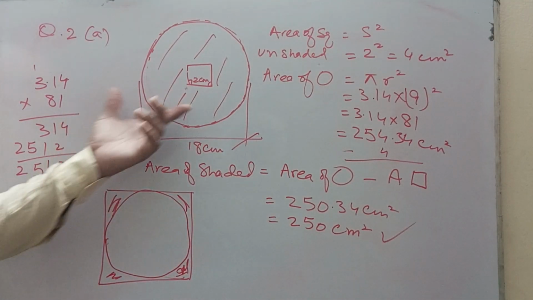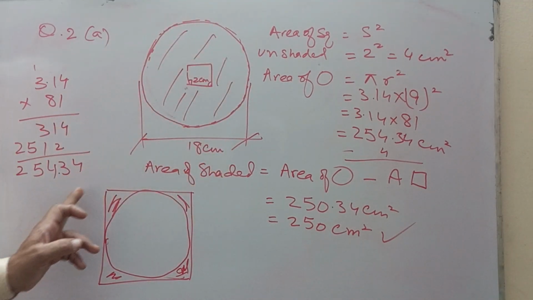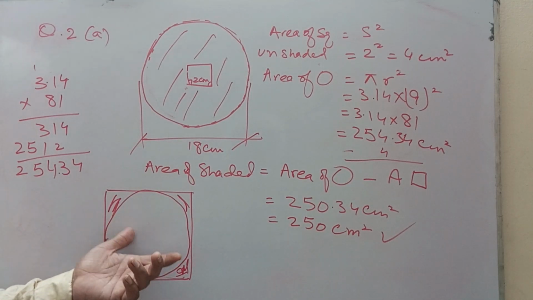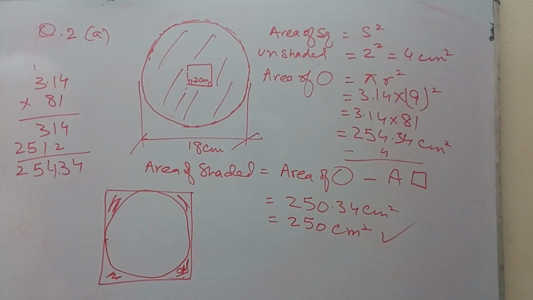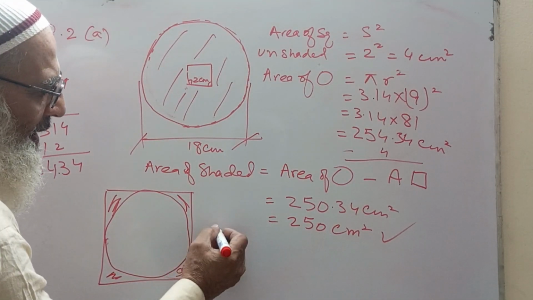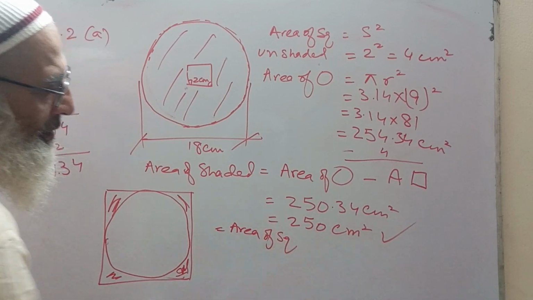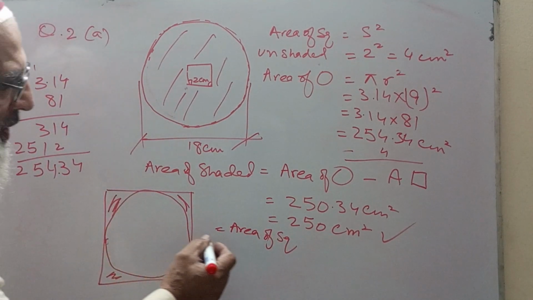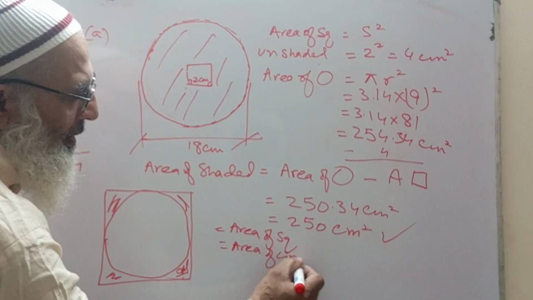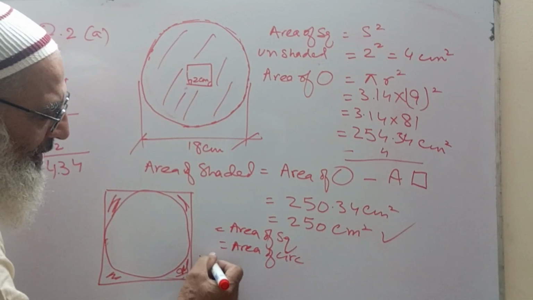Now, in the first question, we had the circular card. Now we have the square card and we have to put a circular hole in it. Okay. So what will we do? We'll find the area of square again. Area of square. Okay. Then the area of circle.